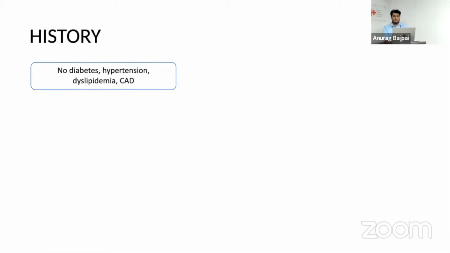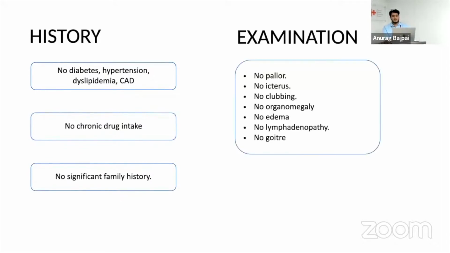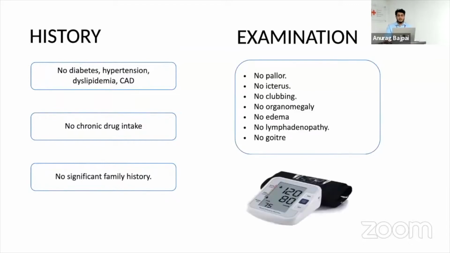With regard to the past history, she did not have any history of diabetes, hypertension, dyslipidemia, or coronary disease. There was no history of any hospital admission apart from the paralysis 1 year before, no history of any chronic drug intake, and no significant family history. No family member was affected with the same type of illness. On examination, the general examination was normal, and the BP was absolutely normal at 120/80.